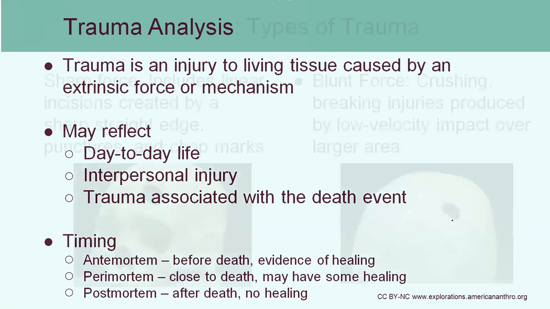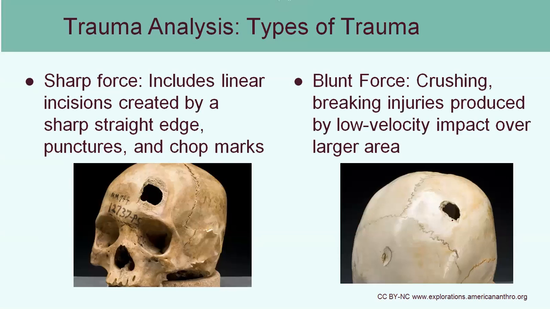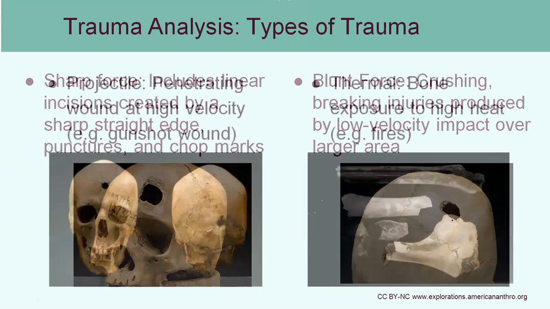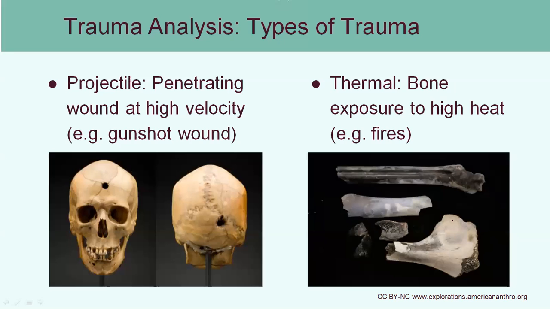Okay, so let's take a look at some examples. So sharp force trauma might include linear incisions, such as in the skull on the bottom left, while blunt force trauma would include more crushing types of injuries, like in the picture in the bottom right. Oftentimes we can associate the injuries with certain types of tools, such as whether it was an axe or blunt force, maybe something like a bat. Projectiles leave very specific kinds of marks.